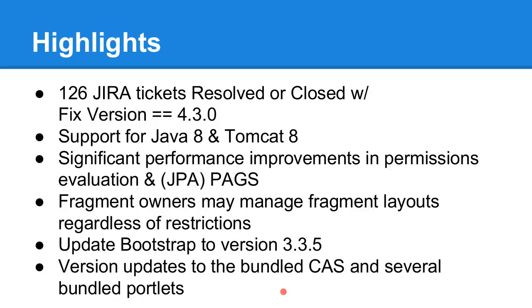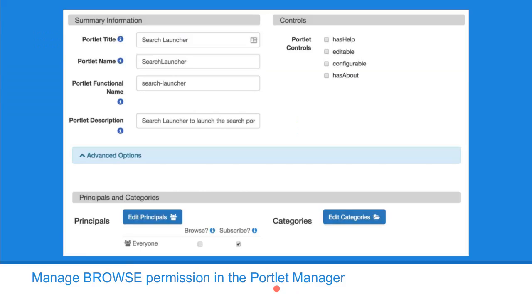Speaking of updating versions, more than half of the bundled portlets got a new updated version in the 4.3 release. And the embedded CAS server got a version upgrade as well. So these are quick little bullet items to cover highlights. Now we will cover some more visual highlights.